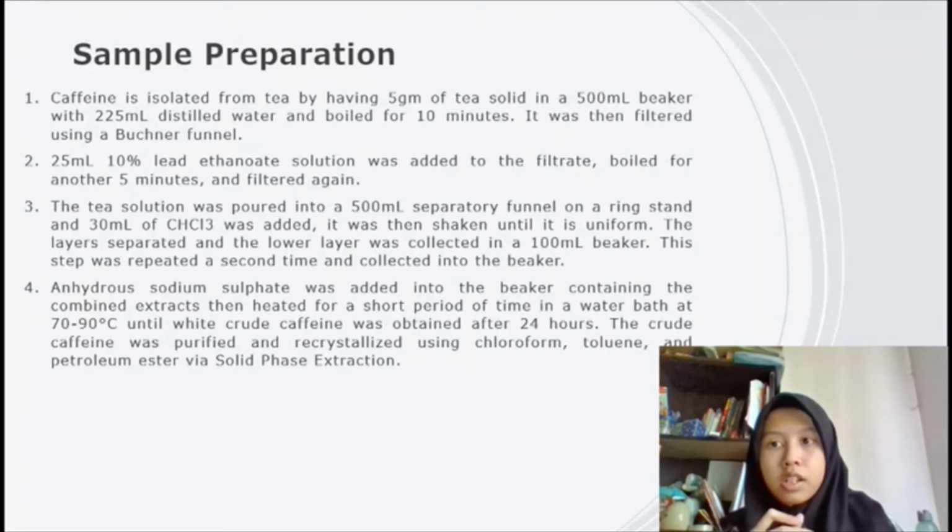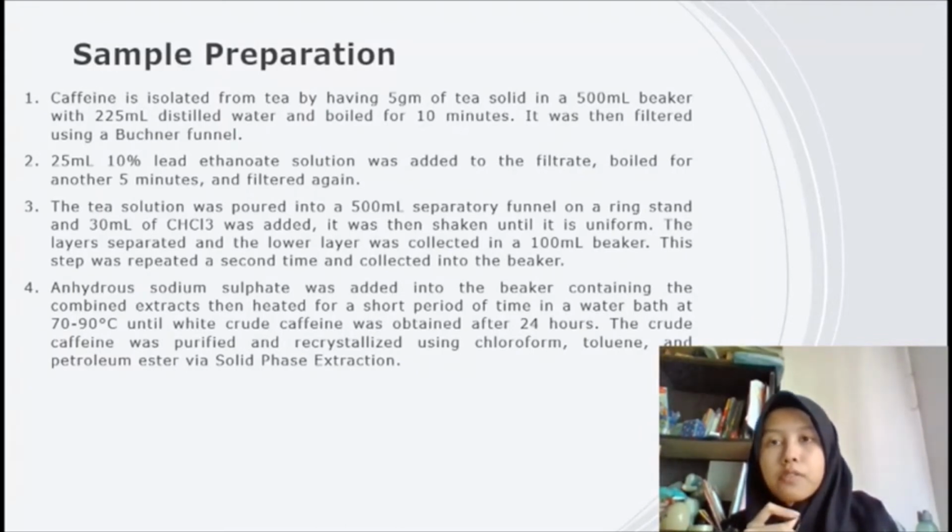The tea solution was poured into a 500 ml separatory funnel on a ring stand and 30 ml of CHCl3 was added. It was then shaken until it is uniform. The layers are separated and the lower layer was collected in a 100 ml beaker. This step was repeated a second time and collected into the beaker.